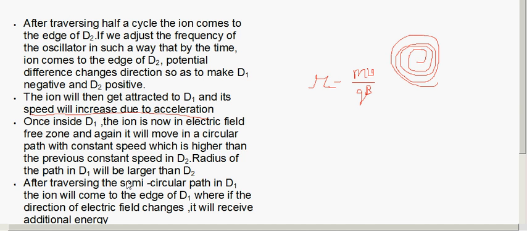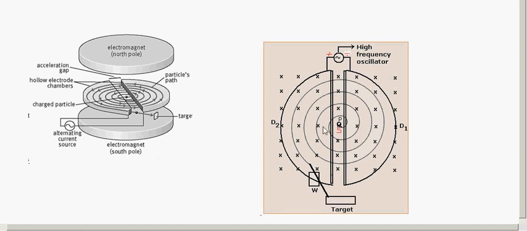Radius of path in D1 will be larger than D2. That's how it is shown here. This was the initial path. Now the radius has increased, and again it further increases. So repeatedly it keeps on happening. You keep on changing the polarity. That is why we have used a high frequency oscillator or alternating source which will change the polarity. So this process repeats itself again and again, and every time it enters the electric field, it gets accelerated, and due to this acceleration, that means the velocity increases and the particle starts gaining high energies.